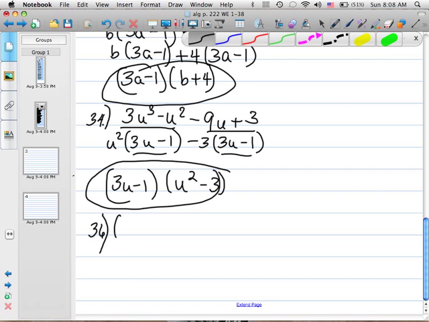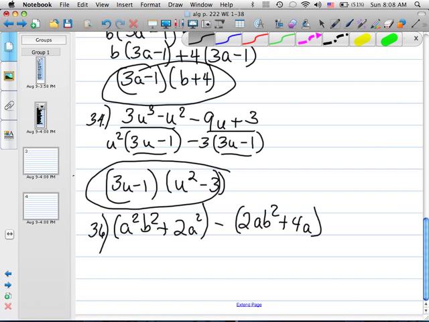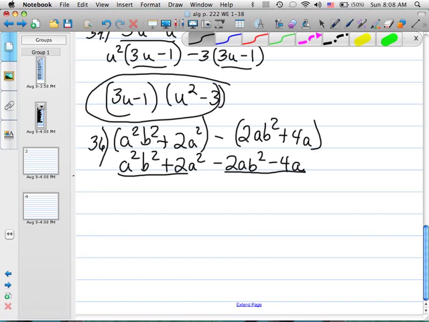36. You have a squared b squared plus 2a squared minus the quantity 2a squared ab squared plus 4a. I would go ahead and drop the parentheses so we can group. In order to drop the second pair of parentheses, you have to distribute the negative sign, so it'd be negative 2ab squared minus 4a. From the first pair of grouping, we can take out an a squared, and that leaves us b squared plus 2.